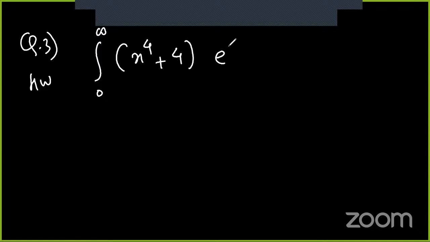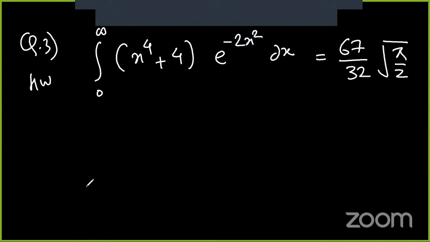So fraction 3, I tell you the homework. Same, 0 to infinity x square, x raised to 4 plus 4, e raised to minus 2x square dx. Same सब है. यहाँ पे सिर्फ x square था, यहाँ पे x raised to 4. Same. So try it. Okay? And इसका आंसर है 67 by 32 square root of pi by 2. Okay? This is the answer. So solve this one as a homework.